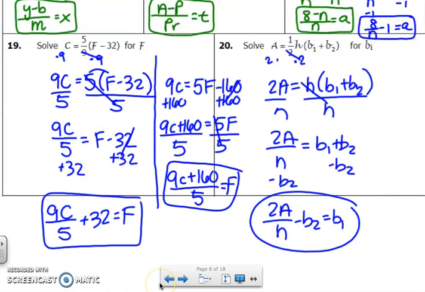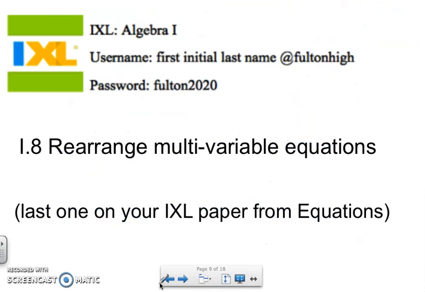Okay? So I ran out of time on that video, so I had to talk really quick. But that's literal equations, and so you can practice on a worksheet, or you can do IXL I8.